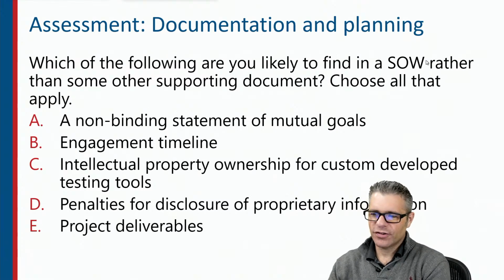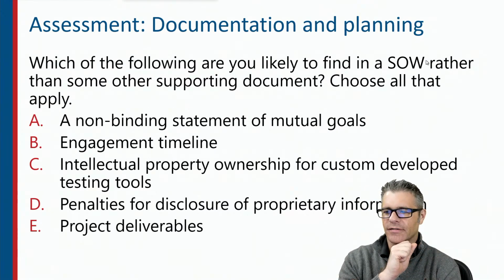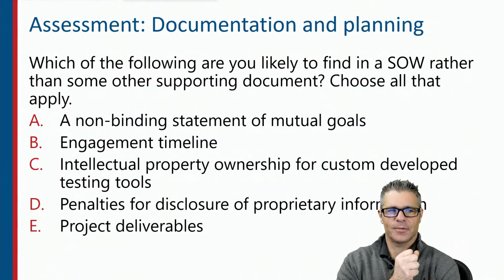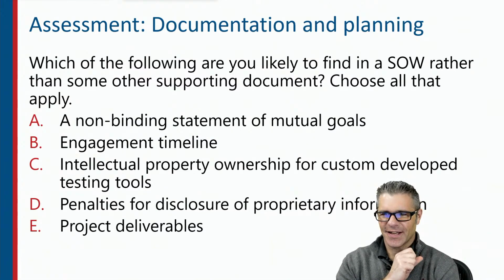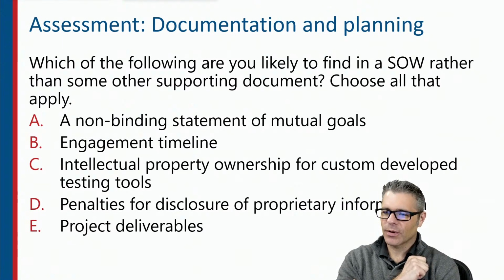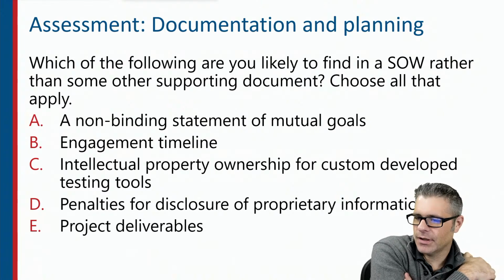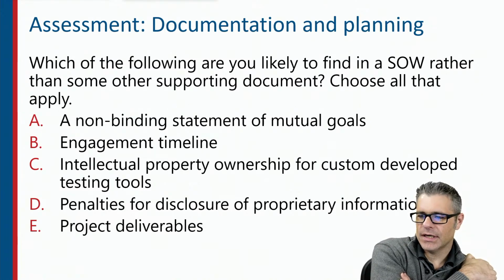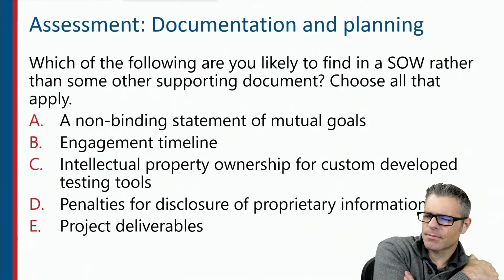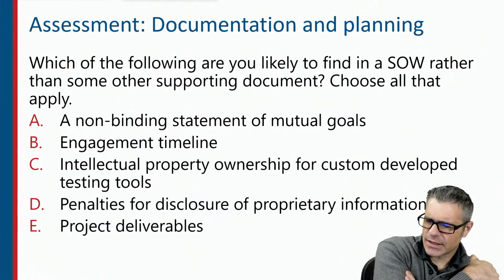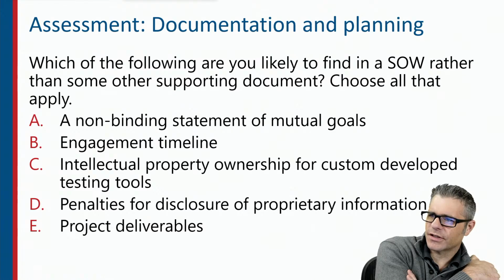All right. How about which of the following are you likely to find in a SOW? What was a SOW again? Statement of work. Right. Rather than in some other supporting document. Choose all that apply. What are we likely to find in a statement of work that wouldn't be in a different document? So: non-binding statement of mutual goals, engagement timeline, intellectual property ownership for custom developed testing tools, penalties for disclosure of proprietary information, or project deliverables.